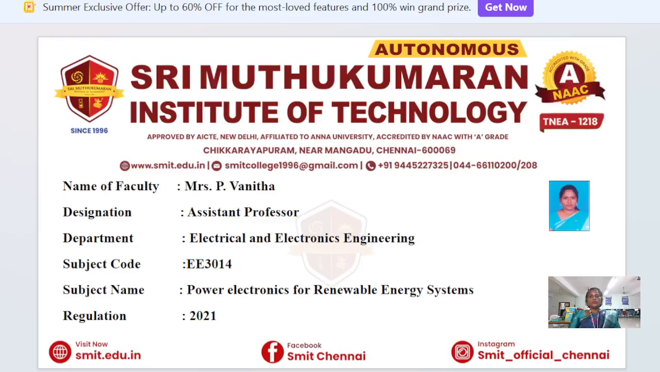In this presentation, we will discuss the different types of electric generators used in wind energy conversion systems under the subject Power Electronics for Renewable Energy Systems. We will learn about the operating principles, components, advantages, and applications of various wind turbine generators.